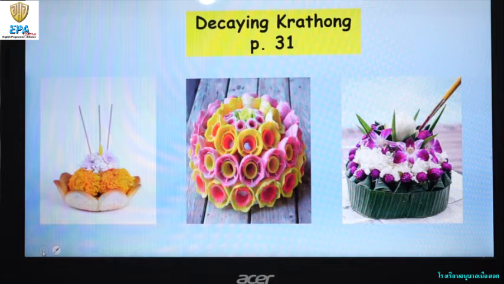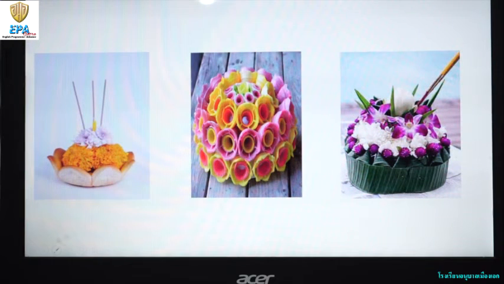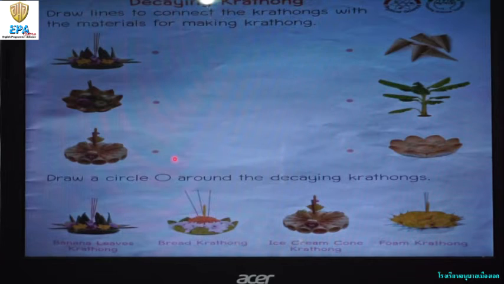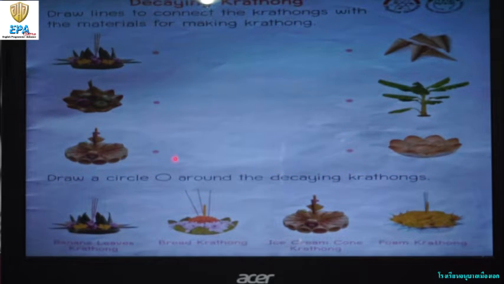Okay, so for your activity, this is what you are going to do. You are going to draw lines to connect the kratoms with the materials for making kratom. Remember, it is not only banana leaves and banana trunks that can be used in making a kratom. There are other materials like bread, ice cream cones, and even plastic.